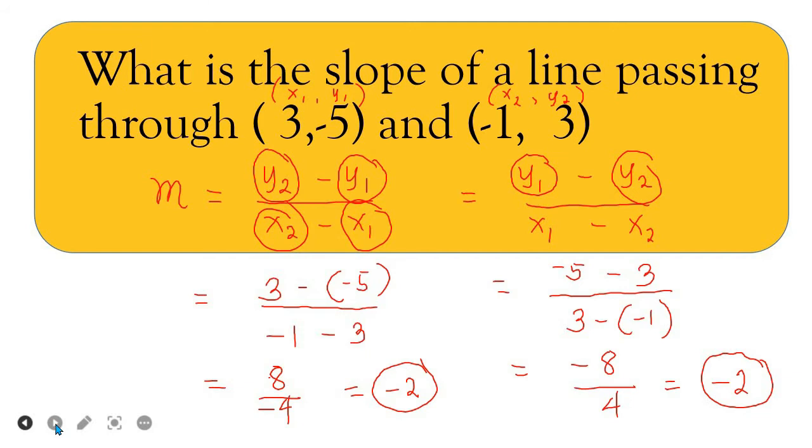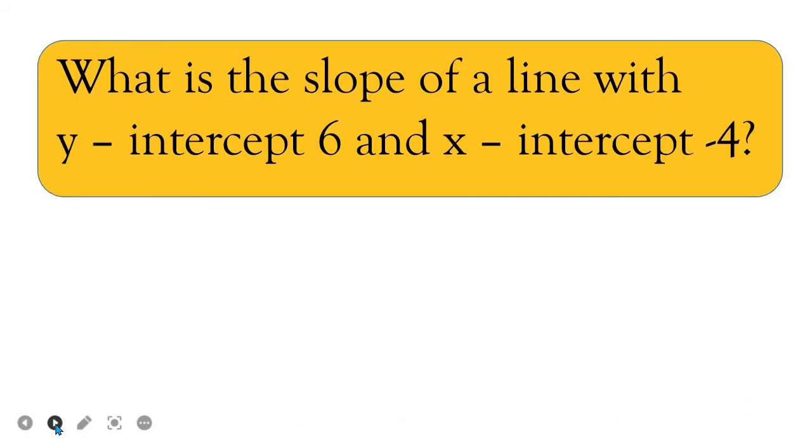Let's proceed to the next question. What is the slope of a line with y-intercept 6 and x-intercept -4? If we're going to rewrite the term y-intercept 6 as a coordinate, this is the same as (0, 6). And the x-intercept -4, this is the same as (-4, 0). Now observe, we have here given 2 points.